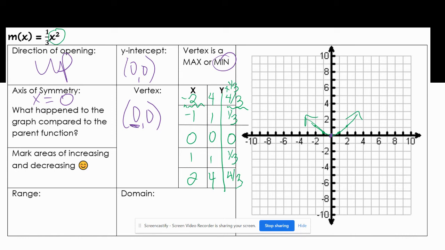So remember, it goes through the vertex, the x value of that vertex. So what happened to our graph? Well, compared to our parent function that we did on the first page, this graph shrank away from the y-axis. It pushed out that way. And so this is called a vertical shrink, because a is in between 0 and 1.